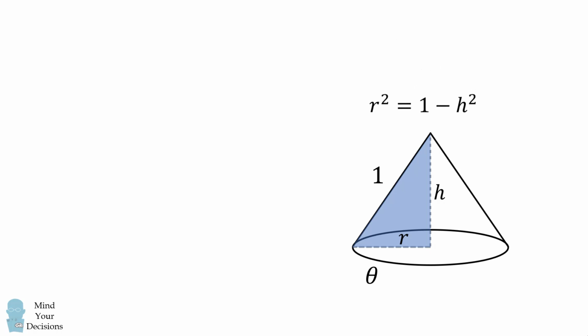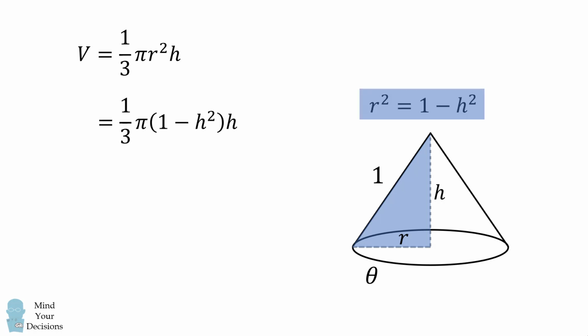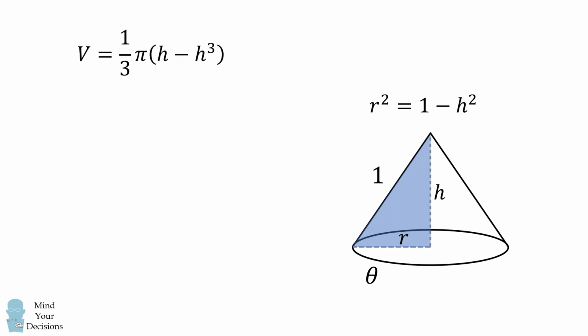From here, we will go to the formula for the volume of a cone. It'll be equal to 1/3 pi r squared h. Since we know what r squared is equal to, we'll substitute that into the formula, and then we'll simplify. We thus have a formula for the volume in terms of just one variable h.